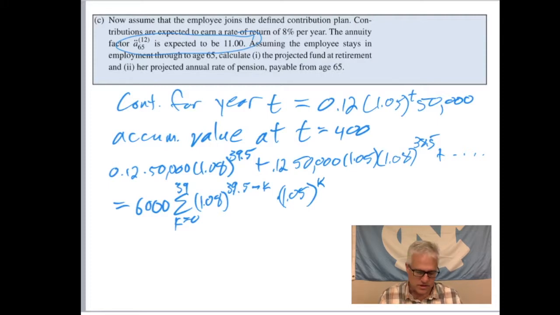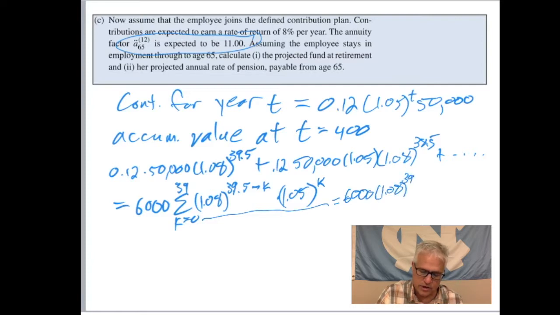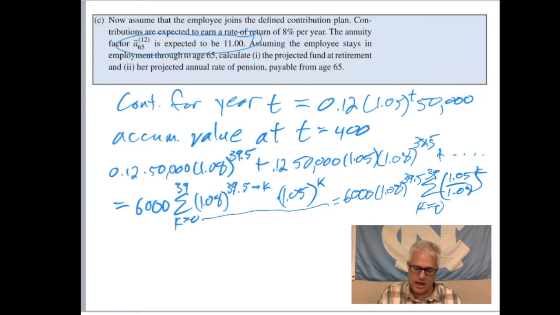Okay, so this looks like it's hard to calculate, but if you look here, if we pull out 1.08 to the 39.5, we get a single fraction here. So this is 6,000 times 1.08 to the 39.5 times the sum as k goes from 0 to 39 of 1.05 over 1.08 to the k. And we can write this out as a term that becomes an annuity. This is just equal to, if we multiply these things out front, 125,427.